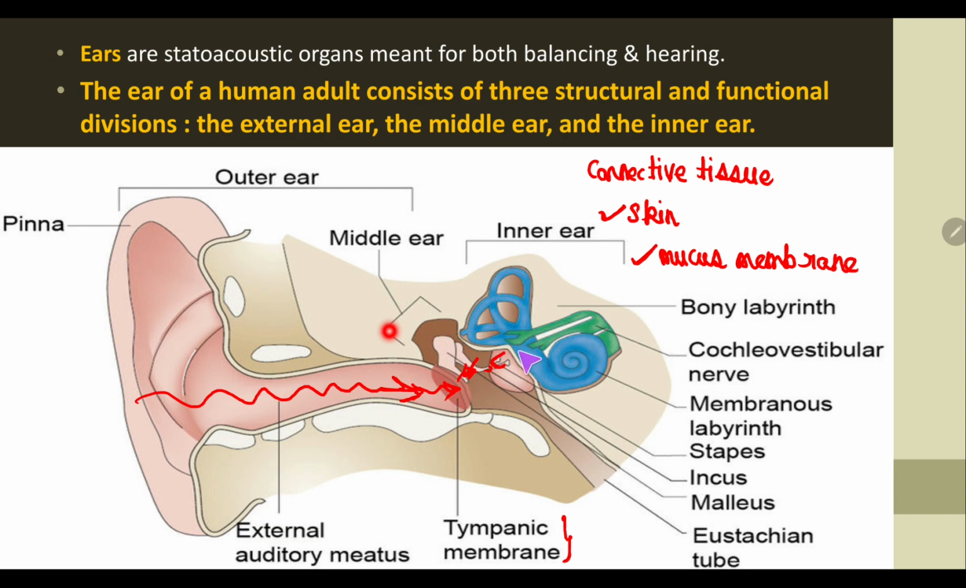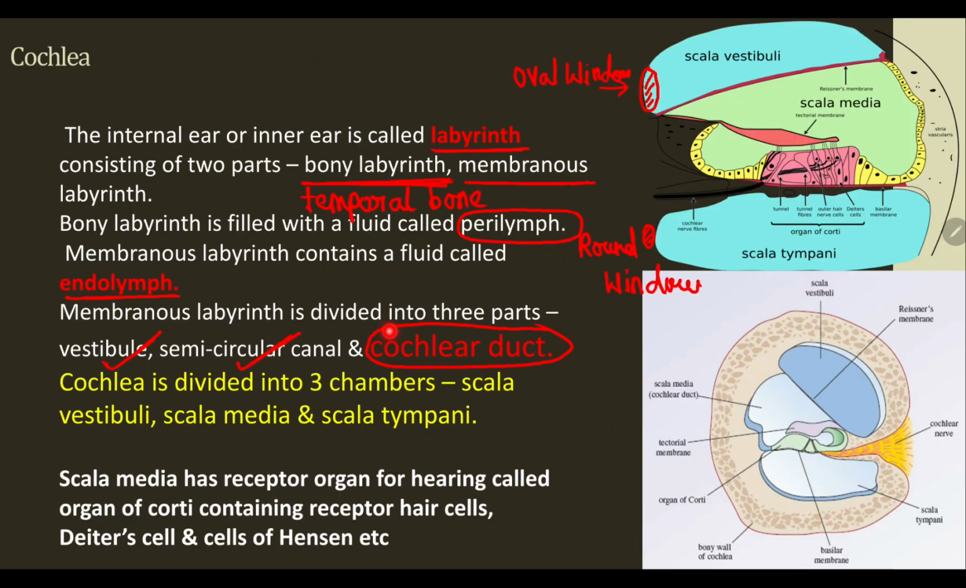Then the malleus, incus, and then stapes are vibrated. You see, this stapes gently taps the internal ear, at this point, the oval window. Just tapping the oval window amplifies the sound 2.5 times, and the sound wave enters inside. So this is the cochlea. This cochlea is divided into three chambers: scala vestibuli, scala media, and scala tympani.